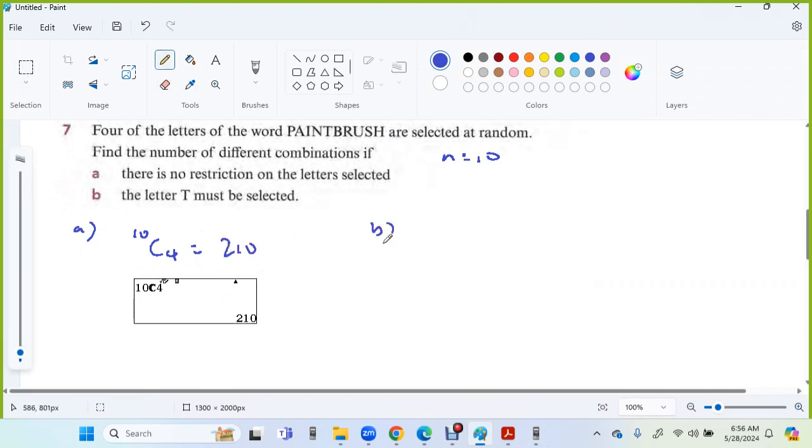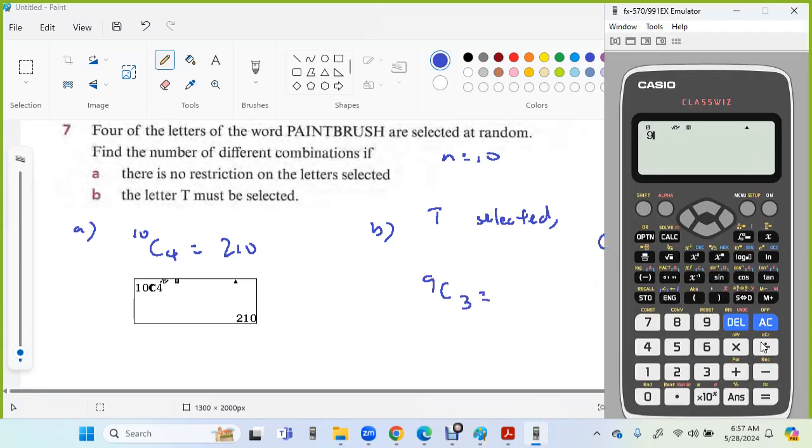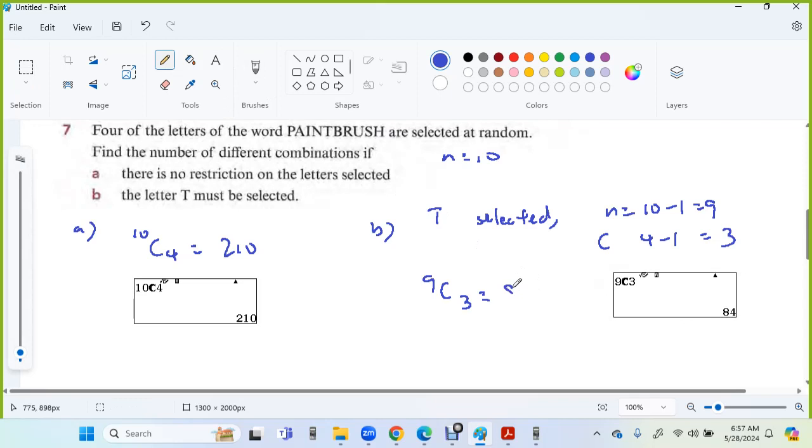And B here, T must be selected. So T is selected. Then the n will become 10 minus 1, 9. And then we need to choose 4 minus 1, then 3. So it will be 9C3, then 84. So the answer is 84.